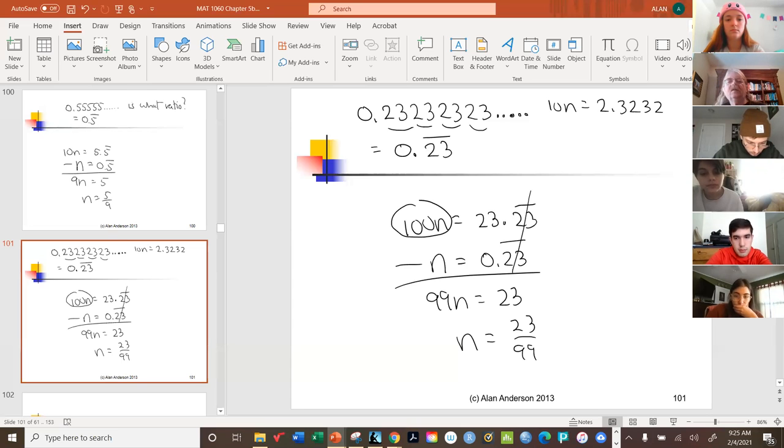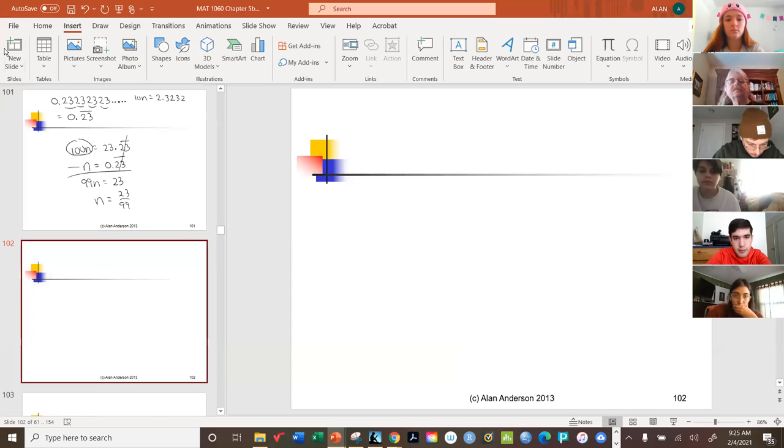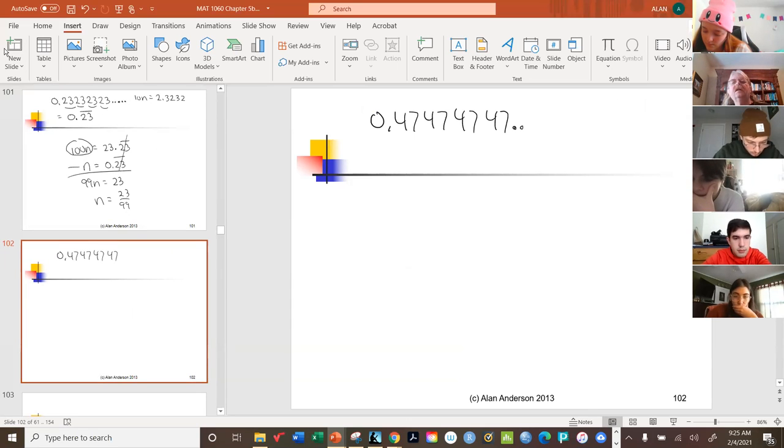Okay, so let's do another practice problem. Let's say that we have 0.47. Okay, what ratio is this?